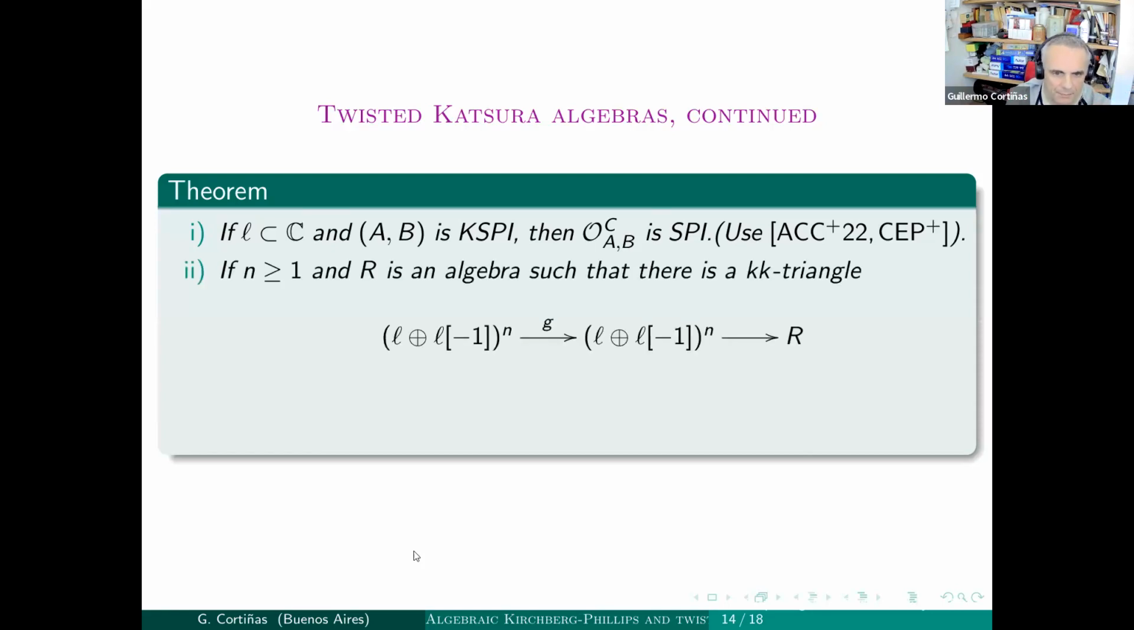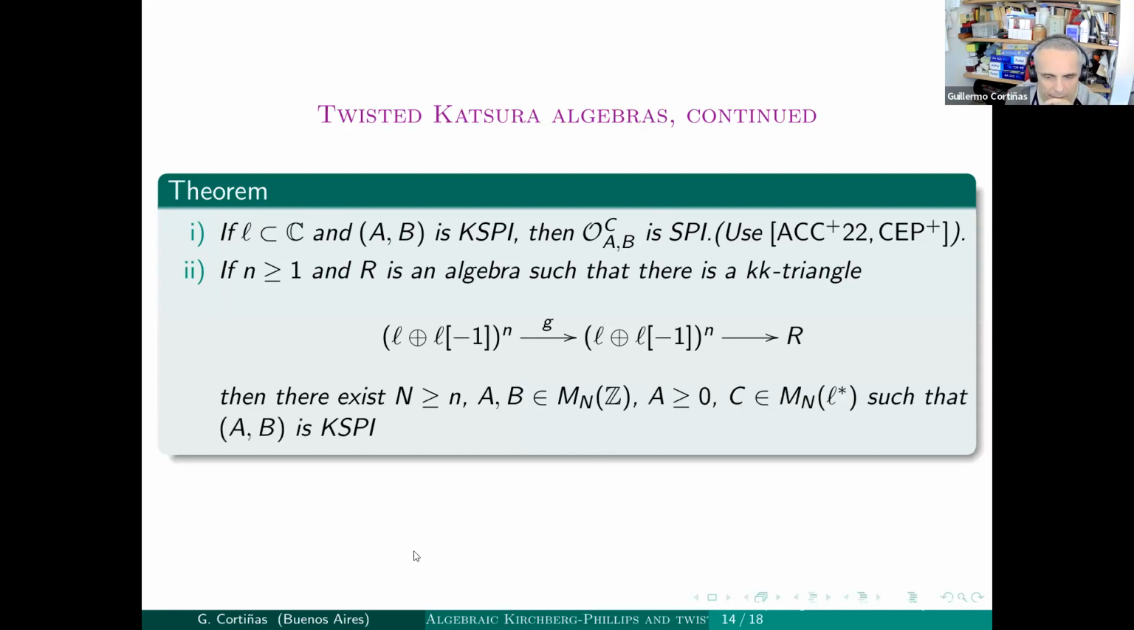Okay. So, moreover, if N is bigger than 1 and R is an algebra that admits a presentation like this in KK, then there exist an N, and A and B matrices of size N, with A non-negative and non-zero, so that it can be the incidence matrix of some graph, and C a matrix with coefficients in L star, such that the pair AB is KSPI, and so that O_ABC is isomorphic to R. So what I'm saying is that any algebra R that admits such a presentation is isomorphic to a twisted Katsura algebra that is SPI.